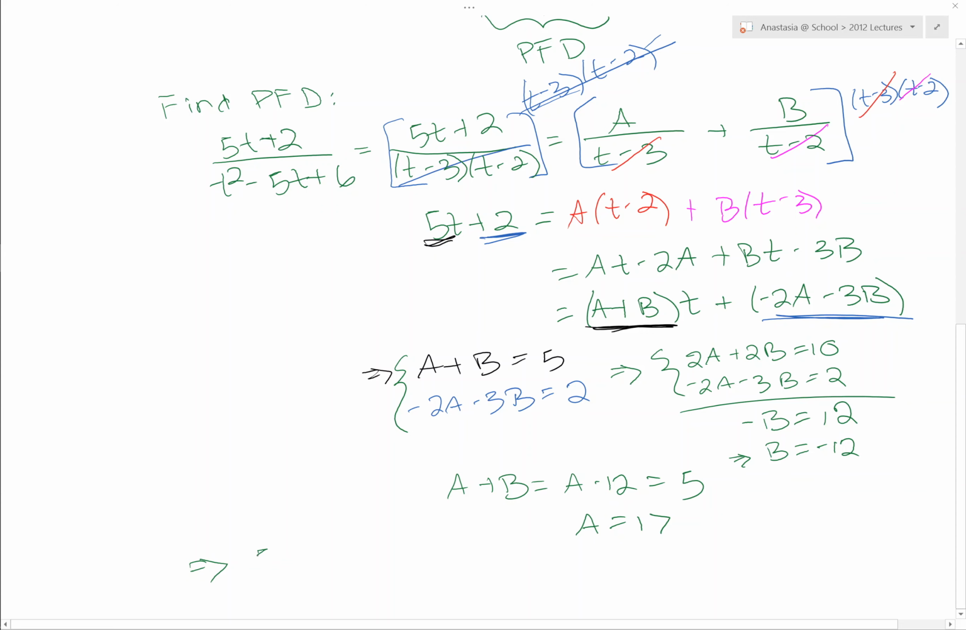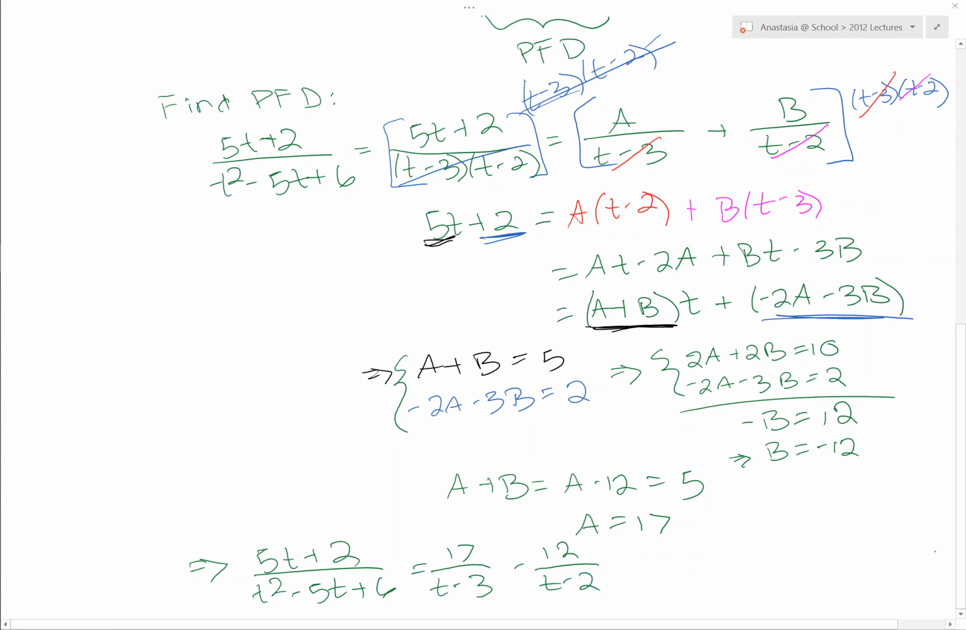So this means that 5t plus 2 over t squared minus 5t plus 6 is equal to 17 over t minus 3 minus 12 over t minus 2.